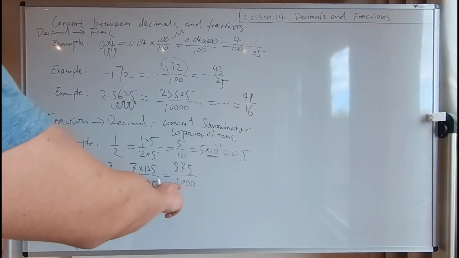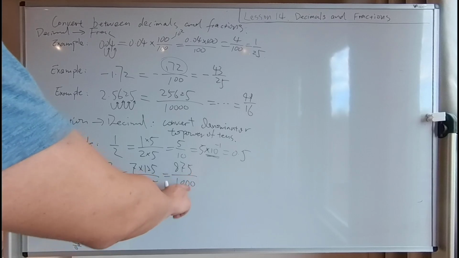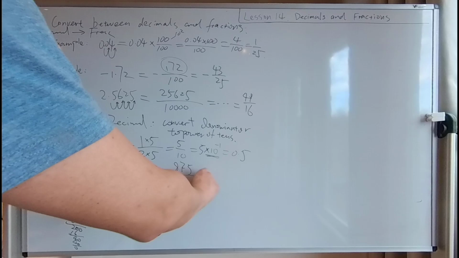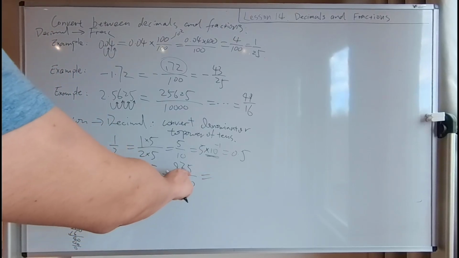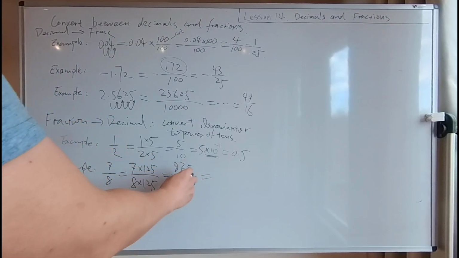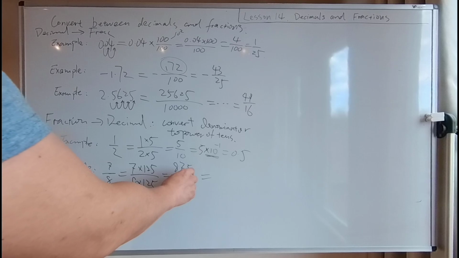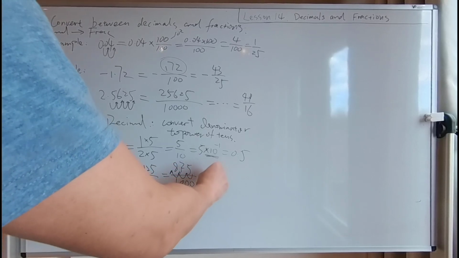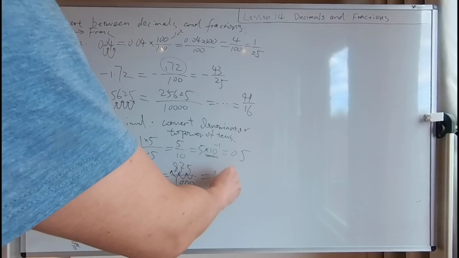Now we have something divided by 1000. That means that's 10 to the power of 3. And when you're dividing, it means you're moving your decimal point to the left by 3 steps. 1, 2, and 3. So it's 0.875.